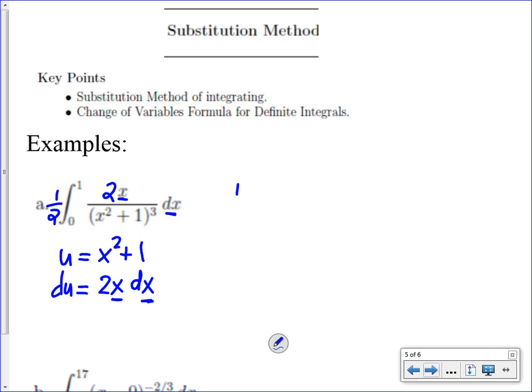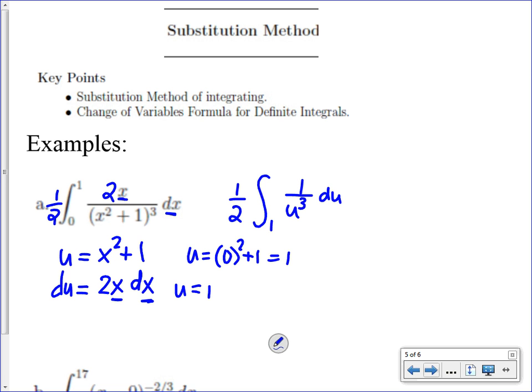But this is going to become 1/2 times the definite integral of 1 over u cubed du. Okay, now we also have to change our limits of integration. So that's where you plug in to u, okay? So when x is 0, u would be 0 squared plus 1, or 1. So our lower limit becomes 1. And then our upper limit is 1 squared plus 1, or 2.